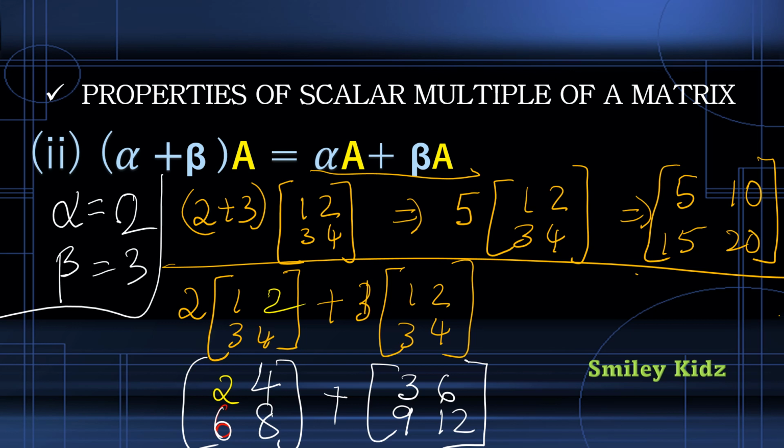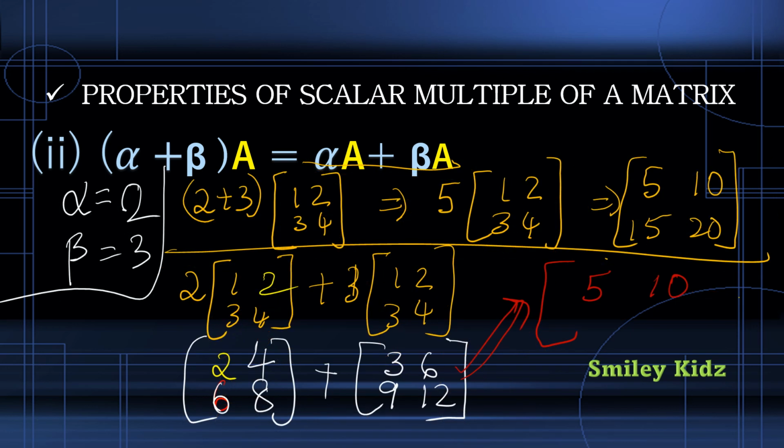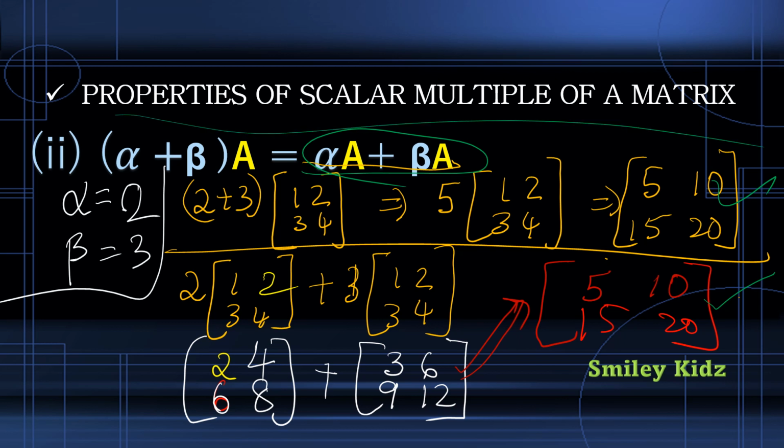You simply know how to perform addition. So this is going to be 5, 10, 15 and 20. If you compare the results, they are simply equal. So alpha plus beta into A is nothing but alpha A plus beta A. So it can also be solved in this manner. This is the second property of scalar multiple of a matrix.